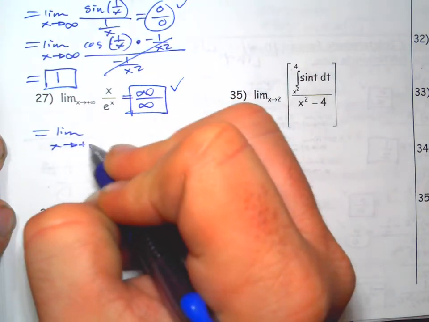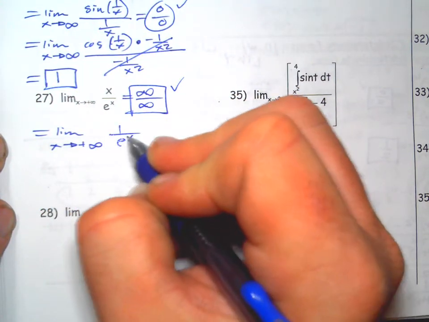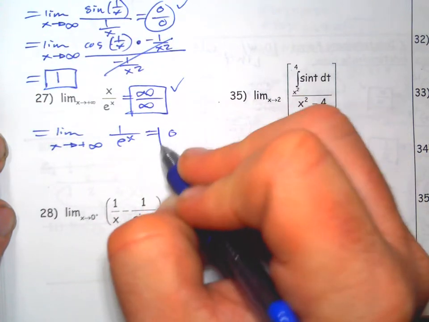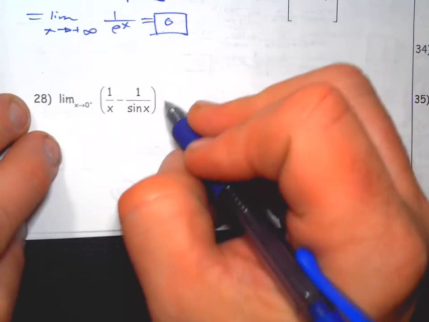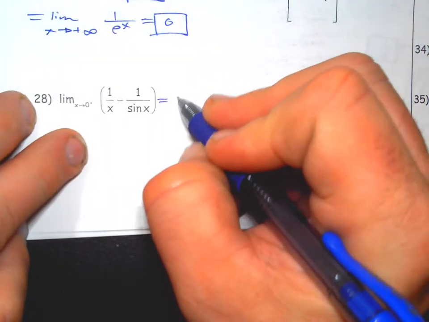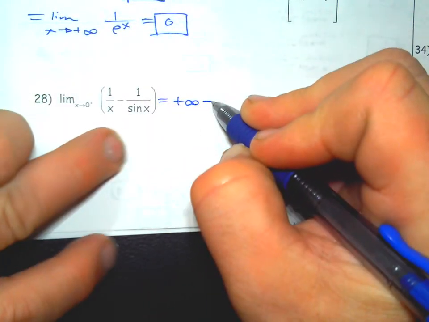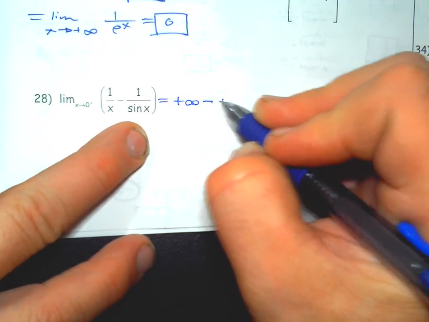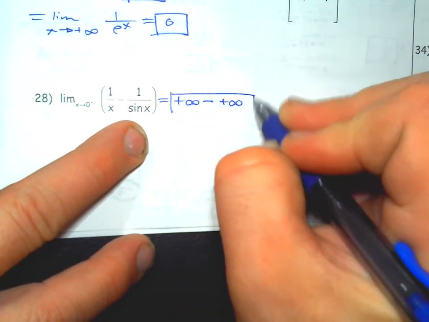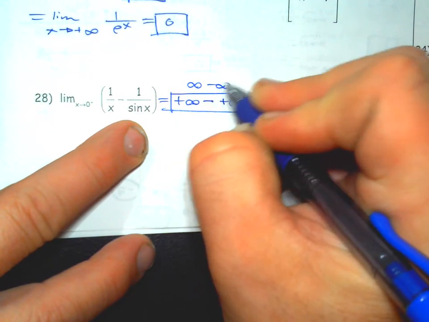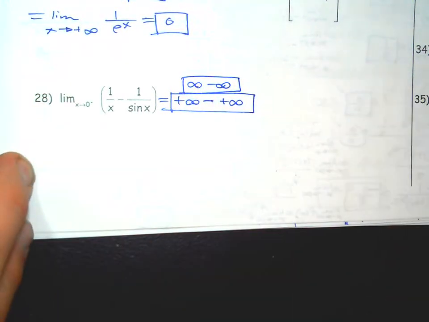And it's going to be 1 over e to the x. It's going to be 0. Okay, next one, we're going over positive infinity minus positive infinity. So this is infinity minus infinity for your answer column.